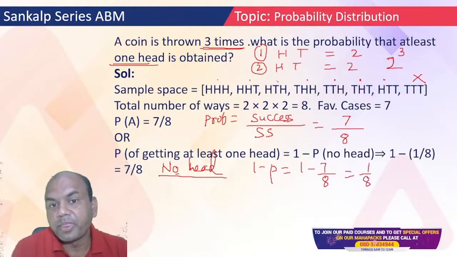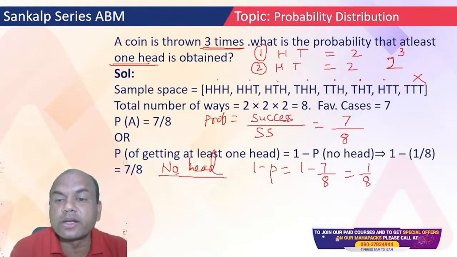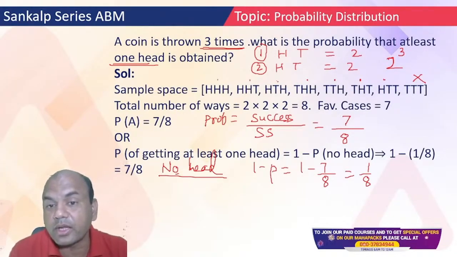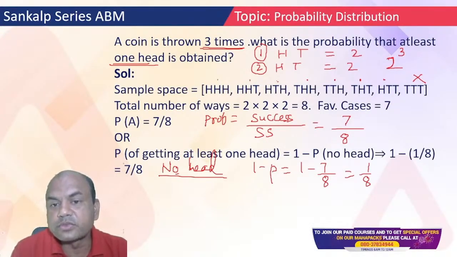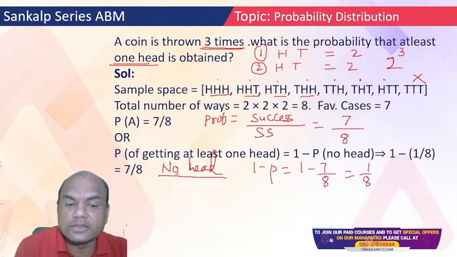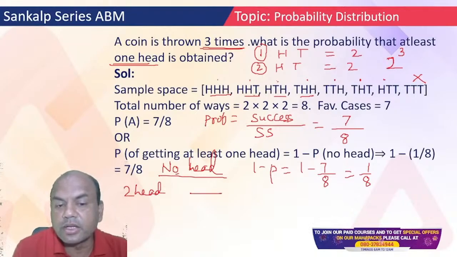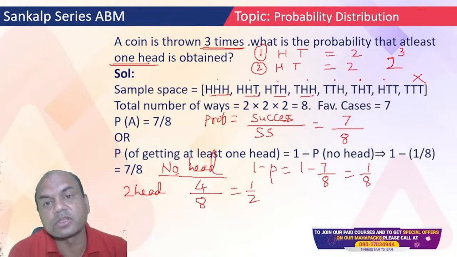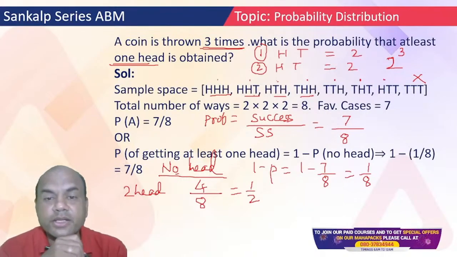Okay. If I ask you, I want at least 2 heads. So in that case, what can be the possibility? At least, I am talking about at least. So 1, 2, 3, 4. These 4 are the answers. At least 2 heads, right? So the denominator is 8, but here it is 4. So it is 1 by 2. This is the way we must solve these numericals.